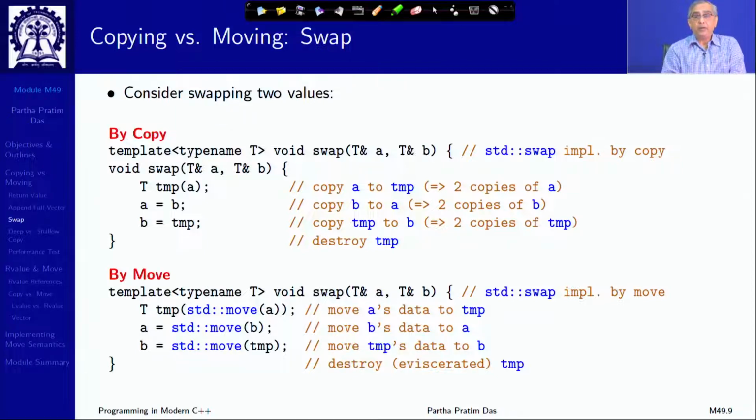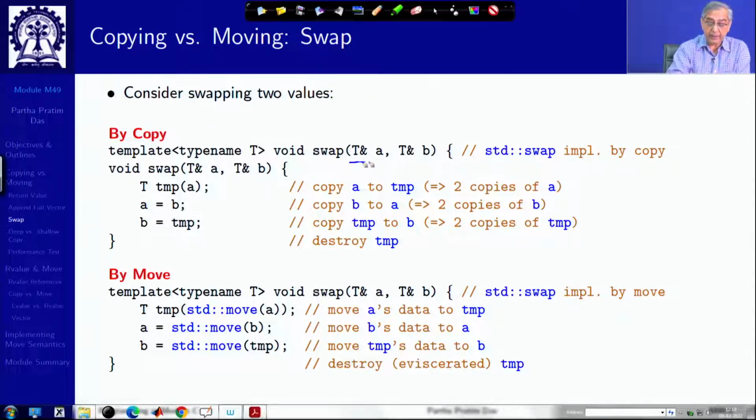A very common function that we always write: swap. Swapping two variables, a templatized function, a and b of the same type, it swaps, and this is code that all of us have learned. Initialize a temporary and use that to swap. So, what happens when you create the temporary with a? Now, you are copying a to the temporary. So, there are two copies of a, one in a, one in TMP.